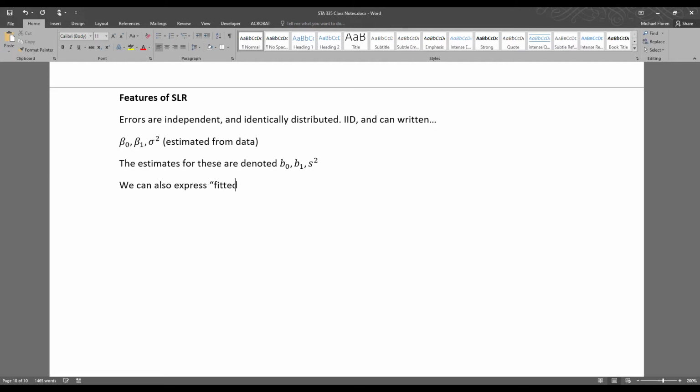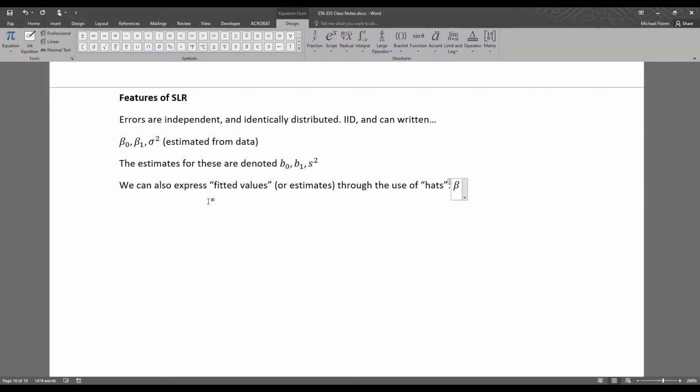We can also express fitted values, or our estimates, that's our best guess from data, through the use of what we call hats. So we could have beta 0 hat, which literally just puts a little hat on top of it. Beta 1 hat and sigma squared hat.